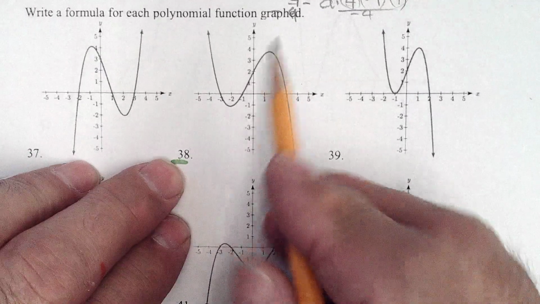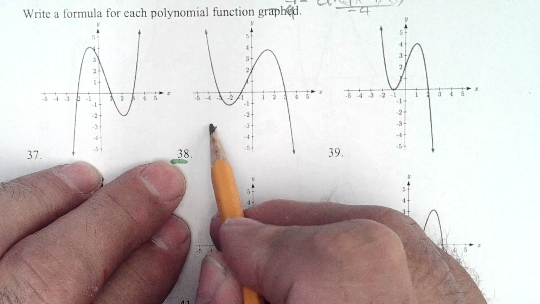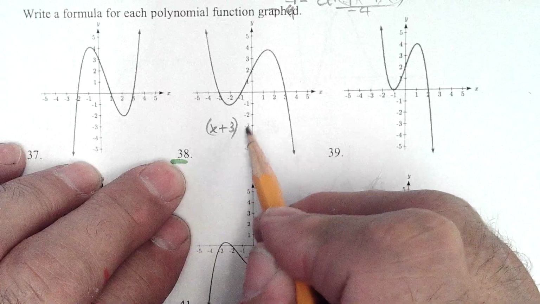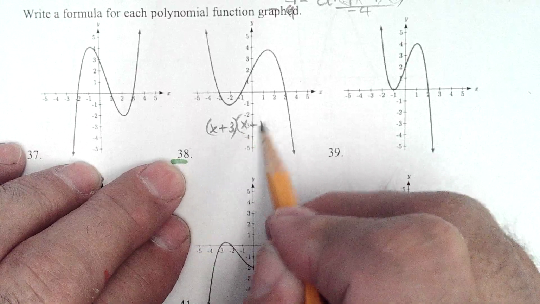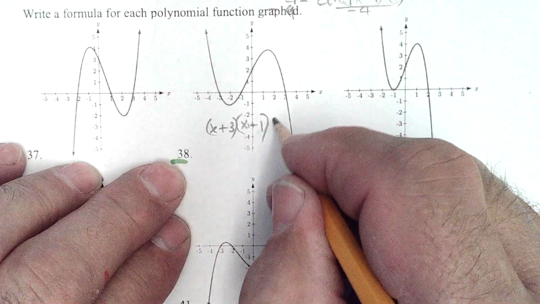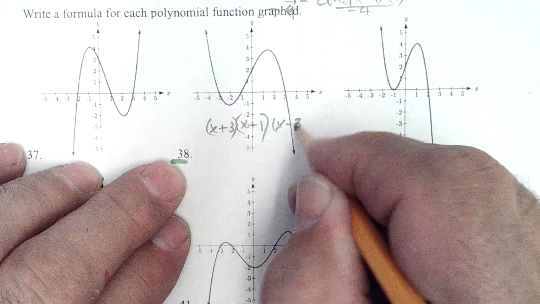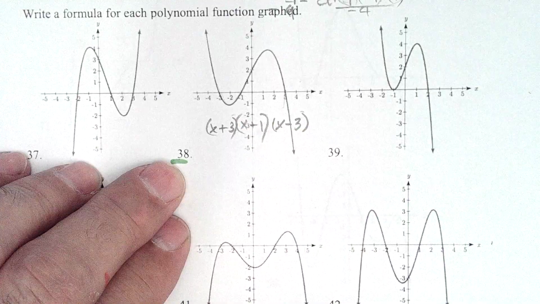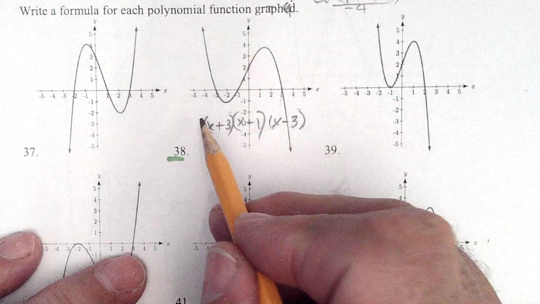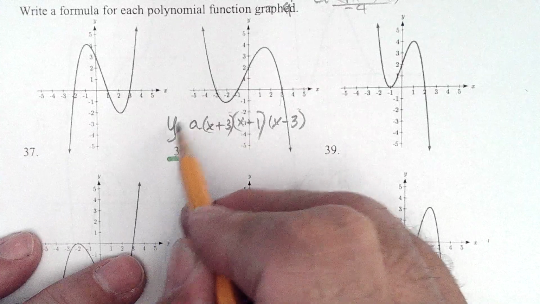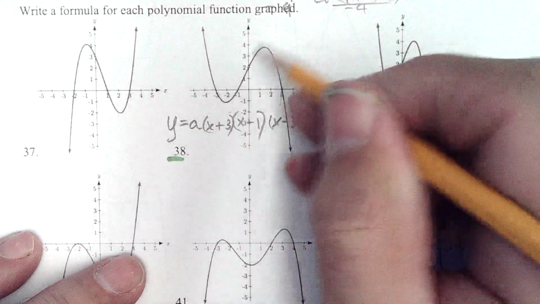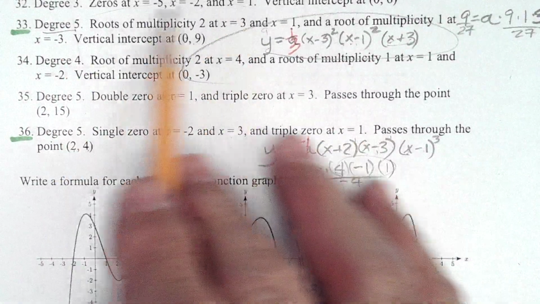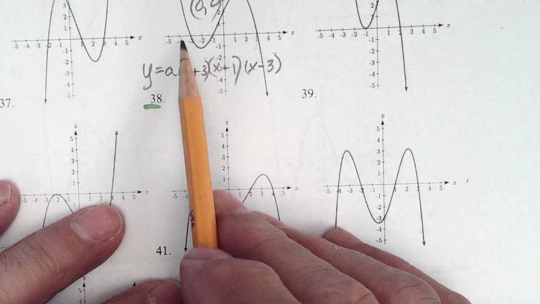Number 38, write a formula. Goes through minus 3, so it's x plus 3. Goes through minus 1, so x plus 1. Goes through 3, so it's x minus 3. And it went straight through, straight through, straight through, so none of these are squared or anything fancy. There might be something times it. And it goes through 0, 2. So instead of giving us the roots this way, we are just reading them off the graph.